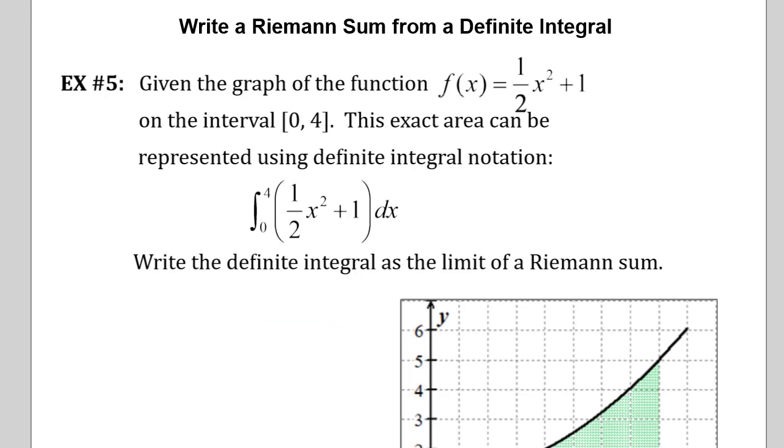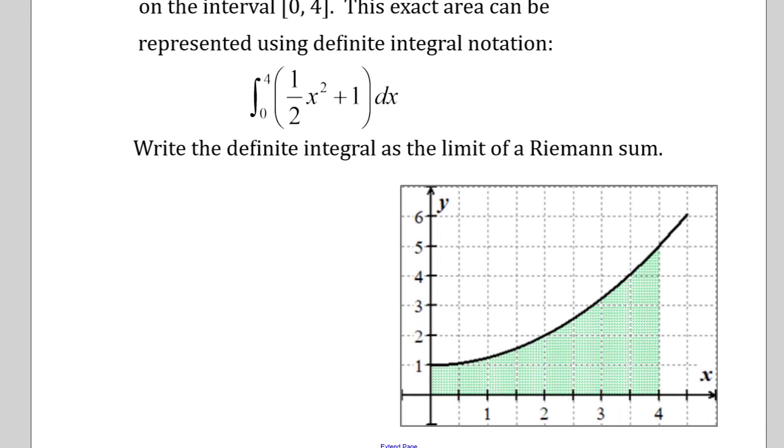All right, so here we have this example. It says given the graph of the function f of x equals 1/2 x squared plus 1 on the interval from 0 to 4, this exact area can be represented using definite integral notation. All right, and you see the notation there. Okay, we're going to write the definite integral as the Riemann sum.